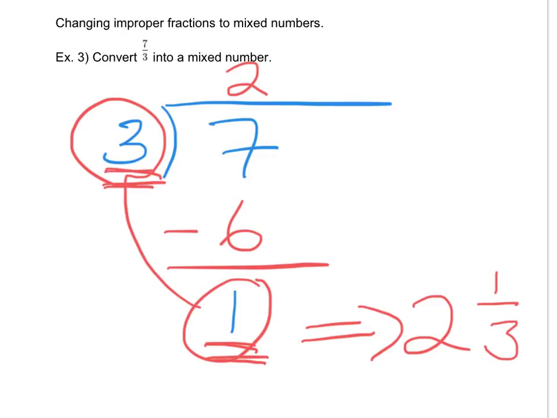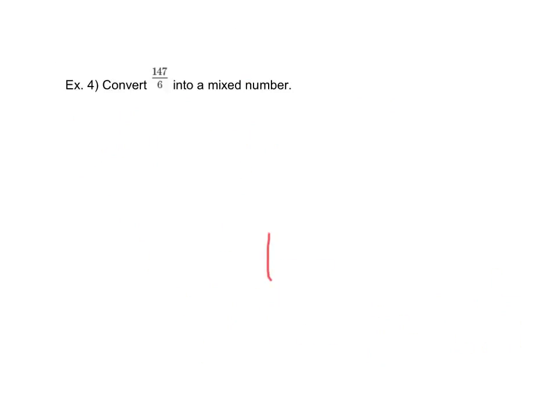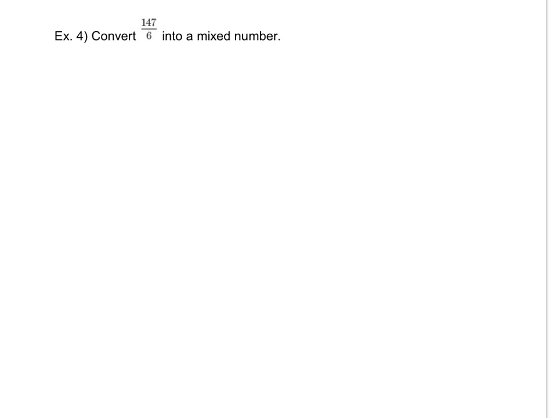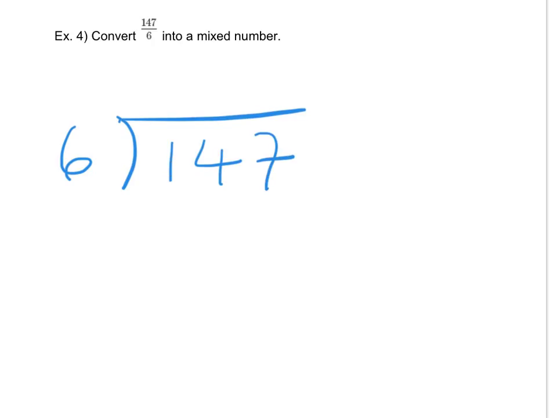Okay, let's have a look at one more. So this, remember, means 147 divided by 6. So what we have is 6 outside, and I'm going to do that in blue pen. So we put 6 outside, we put 147 inside. Okay, so we're going to divide. We're going to get a number on top, which is going to be the whole number part of our mixed number, and then we're going to have our remainder over the divisor, which is going to give you the fraction part.